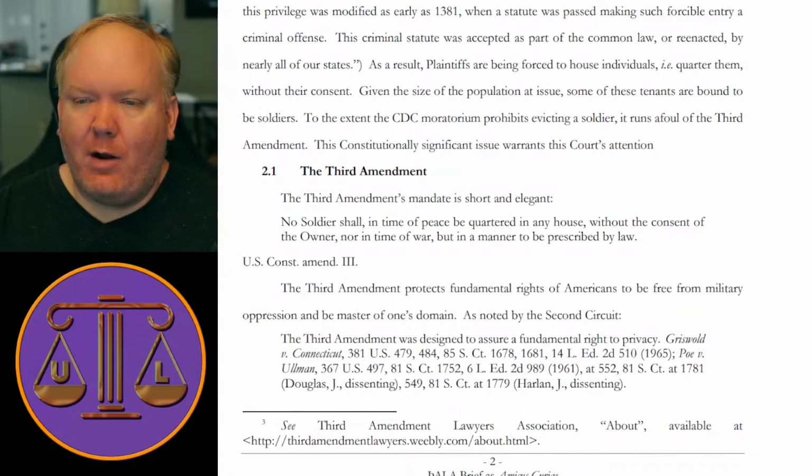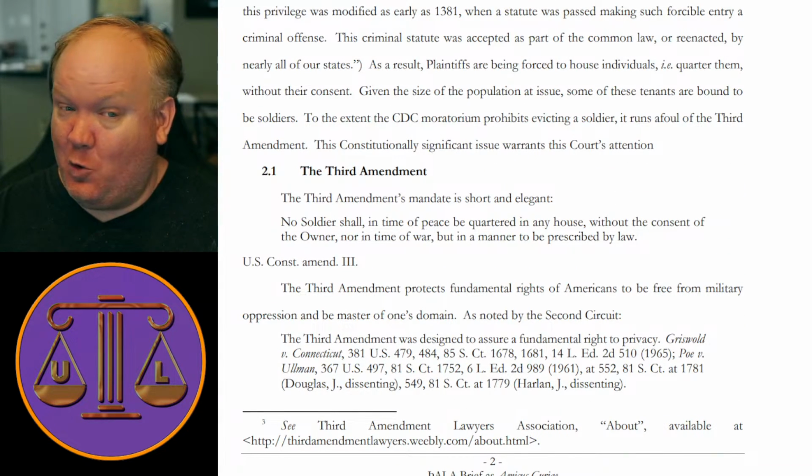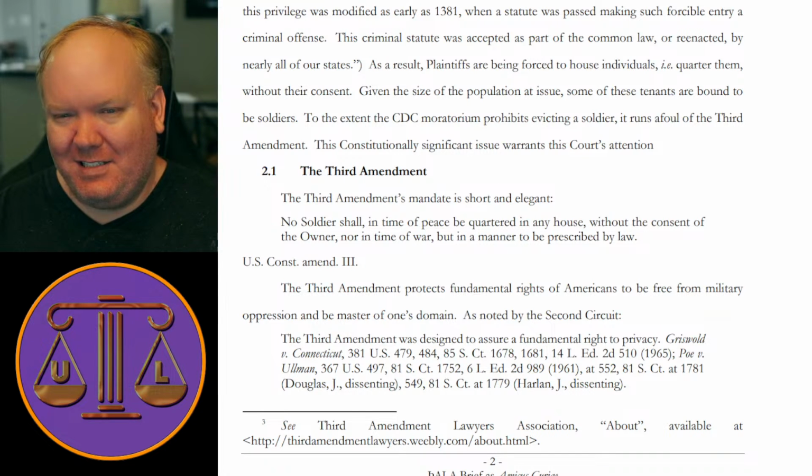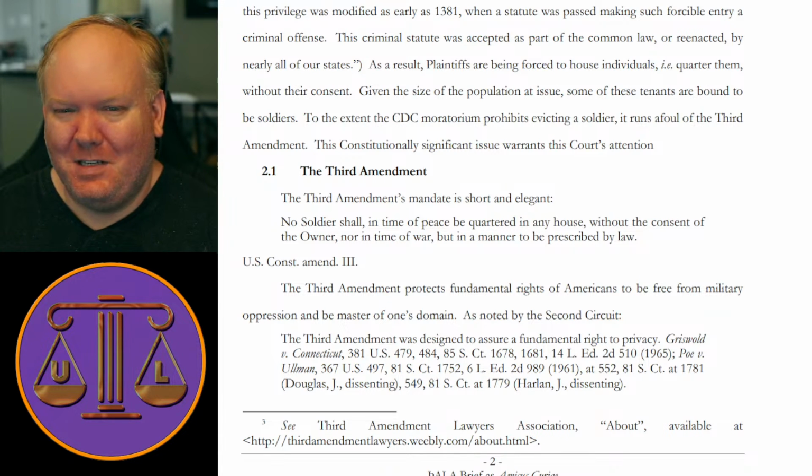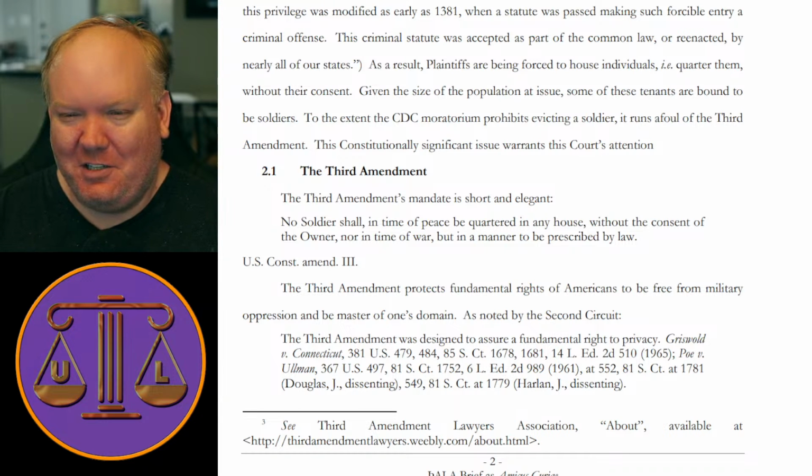As a result, plaintiffs are being forced to house individuals, that is, quarter them, without consent. Given the size of the population at issue, some of these tenants are bound to be soldiers. It would be helpful if you could identify a couple. I mean, you are the Third Amendment Association, but okay. To the extent the CDC moratorium prohibits evicting a soldier, it runs afoul of the Third Amendment. The constitutional issues warrant attention.